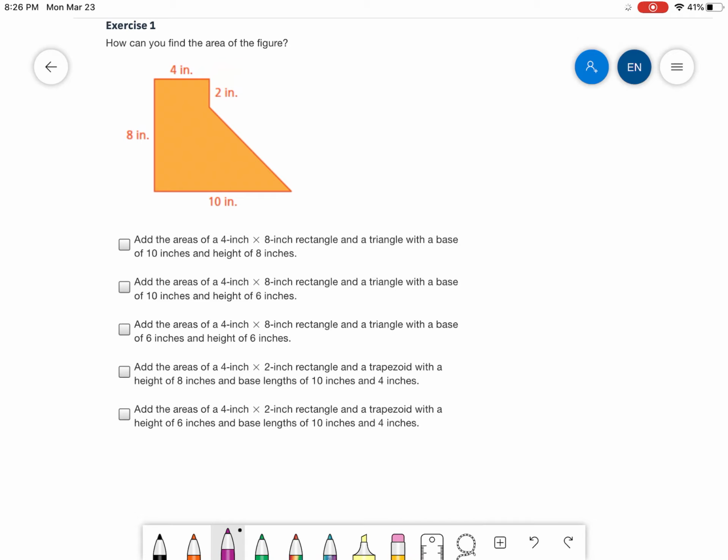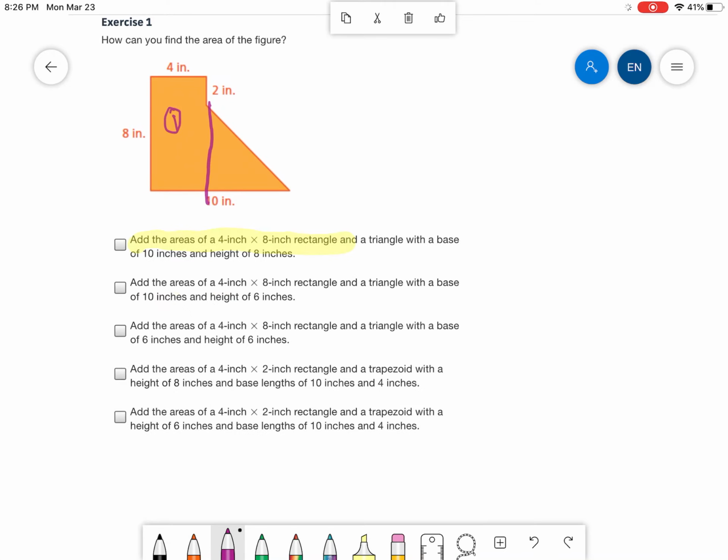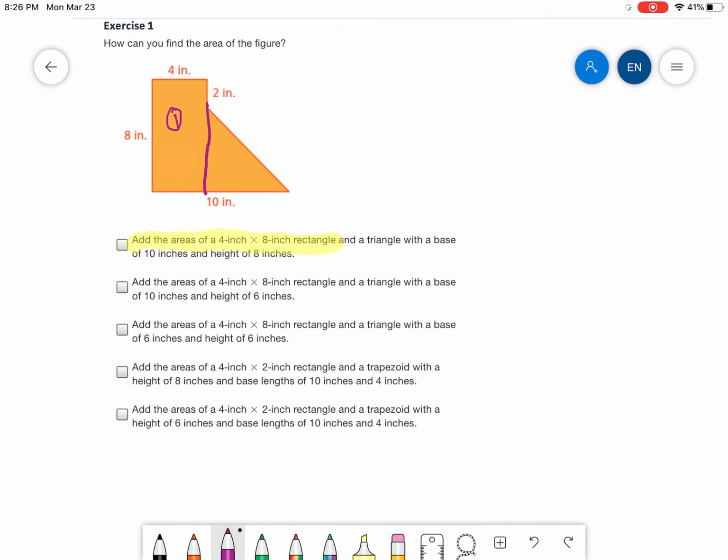So there's a few different ways to do it, but looking at the first option, it's telling us that we're going to have a 4x8 rectangle. So I'm going to break this up so that we have a 4x8 rectangle here. And then that leaves me with a triangle here that has a height of 6. So this height comes from the whole thing here being 8, and then this part being 2, so that leaves me with 6 left over.